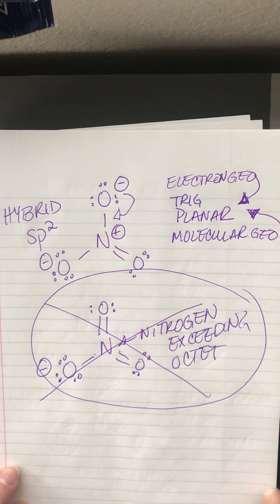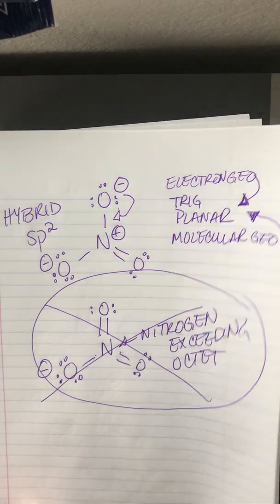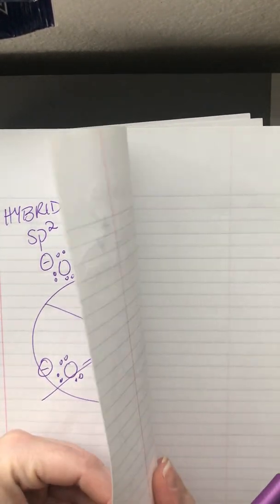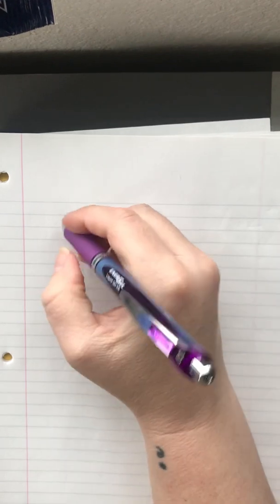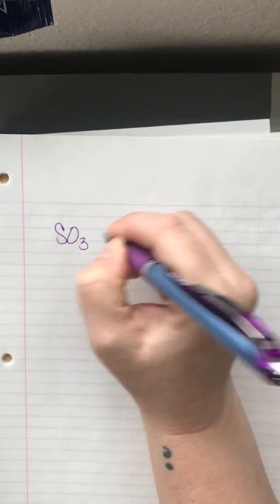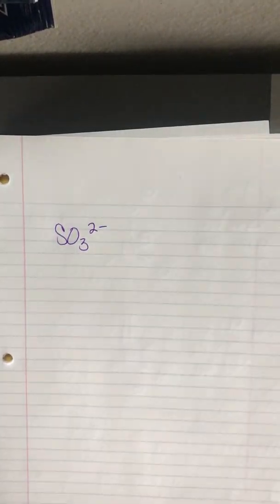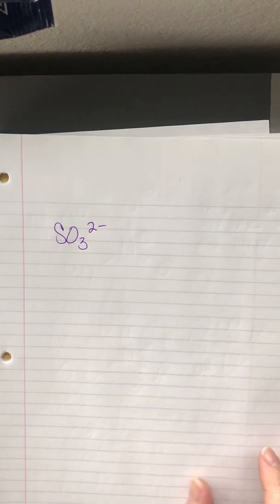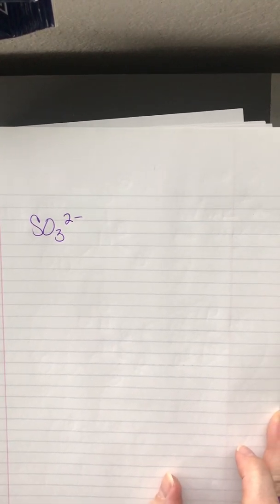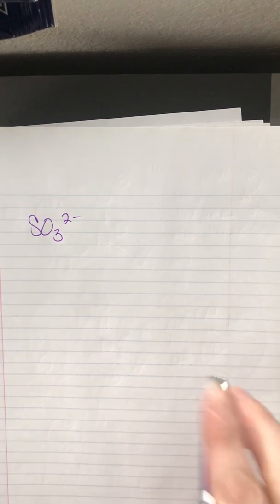Okay, so then let's do an exceeded octet. Let's do this guy. What's that guy's name? Sulfite! Yay! Made me happy.